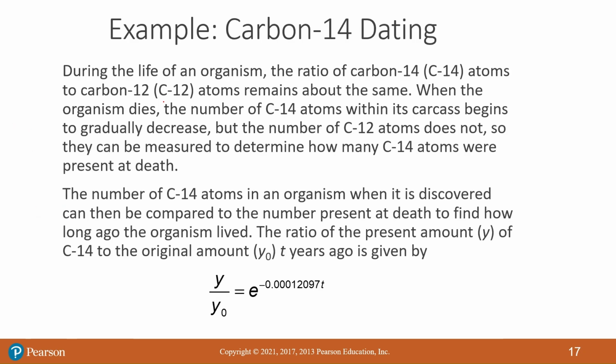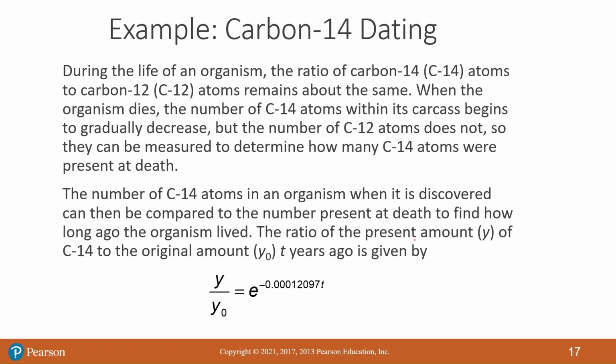All right, let's try an example. It says carbon-14 dating. During the life of an organism, the ratio of carbon-14 atoms to carbon-12 atoms remains about the same. When the organism dies, the number of carbon-14 atoms within its carcass begins to gradually decrease. The number of carbon-12 atoms does not. So they can be measured to determine how many carbon-14 atoms were present at death. The number of carbon-14 atoms in an organism when it is discovered can then be compared to the number present at death to find out how long ago the organism lived.